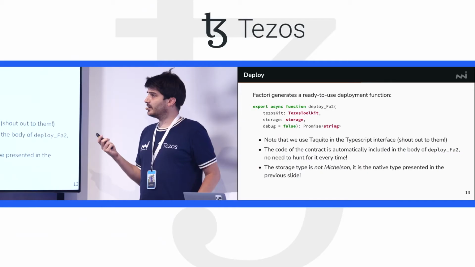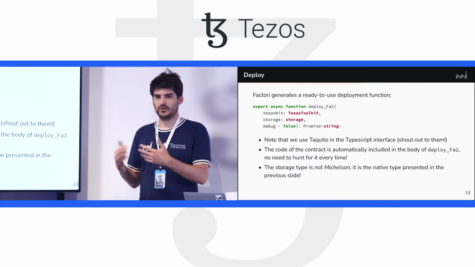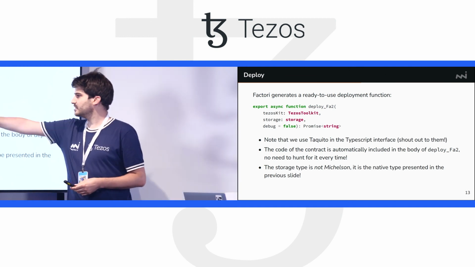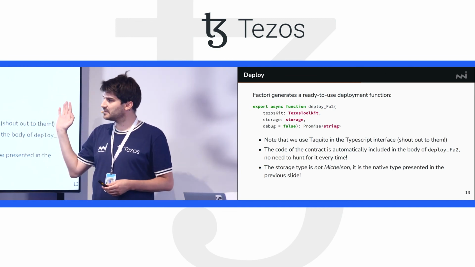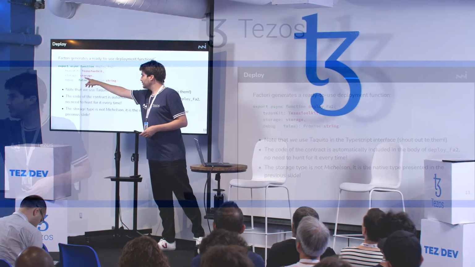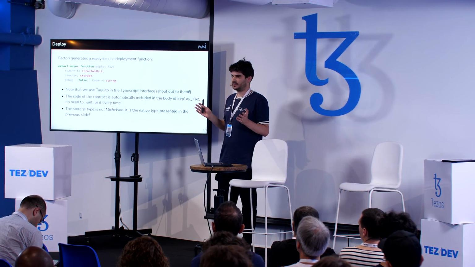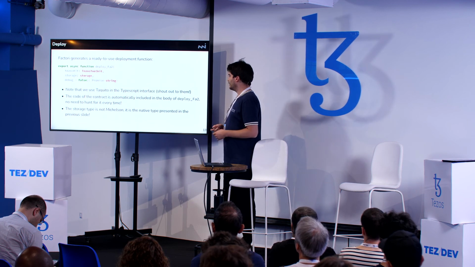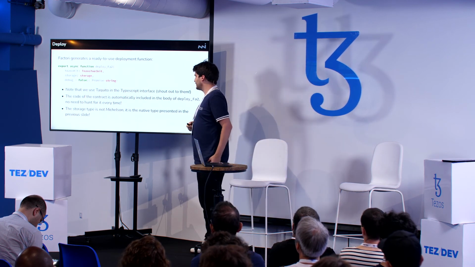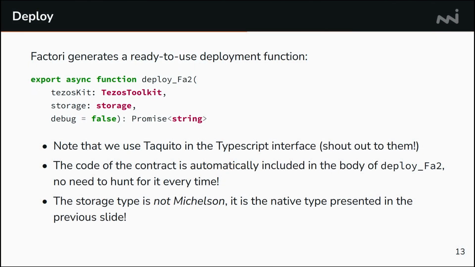We also generate a ready-to-use deployment function, so you can originate your contract using this function without having to think about the Michelson type once again, because this storage is not a Michelson value, it's the TypeScript type that I showed before. So as I said before, we use Taquito in a TypeScript interface, and another shout out to the Taquito developers.